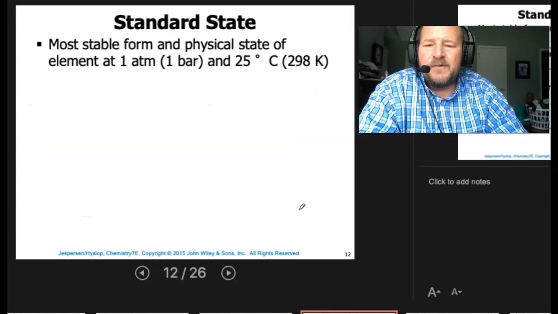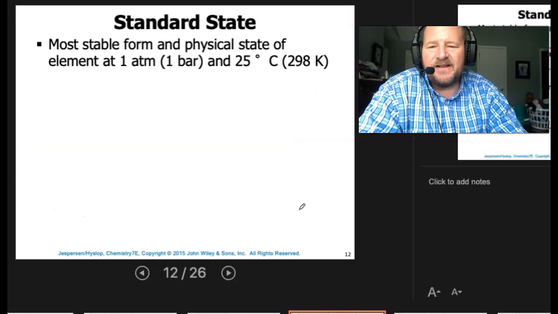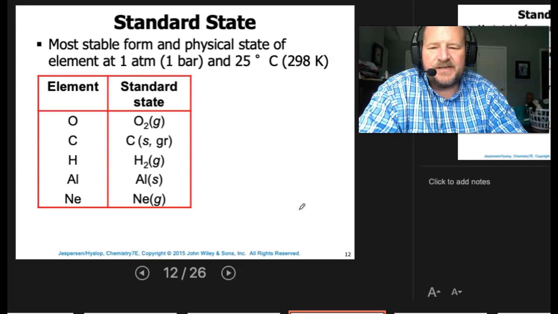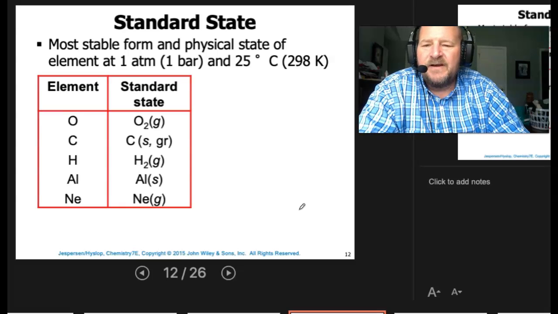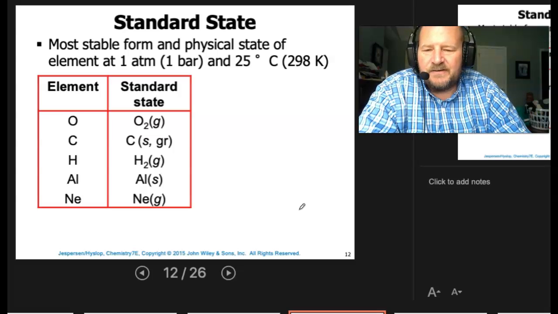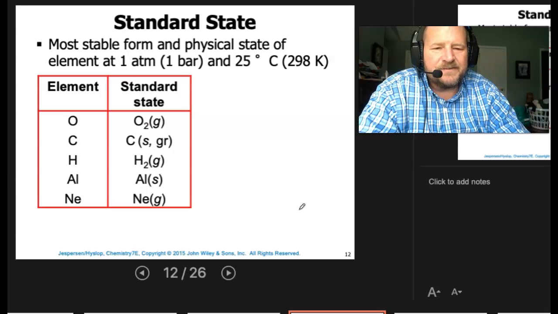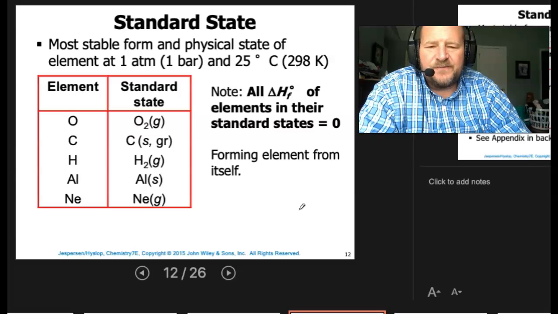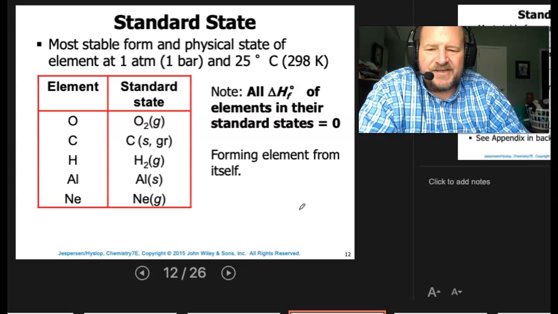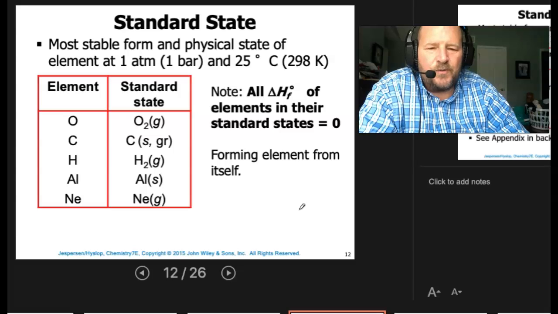So the standard state is the most stable form and physical state of the element at 1 atmosphere and 25 degrees C. For oxygen, its standard state is going to be O2 as a gas. Carbon will be a solid as graphite. Hydrogen, H2, is a gas. So again, H2 and O2 are diatomic. Aluminum would be a solid. Neon will be a gas. Note that all delta H formations of elements in their standard states will equal 0.